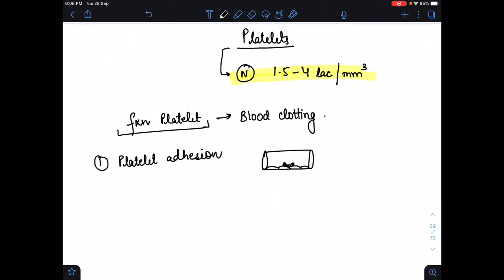Now how do the platelets get adherent to the endothelial surface? Platelet adhesion is with the help of GP1B, or GP9 factor, and the other one is the von Willebrand factor. So these two help the platelets to get adherent on the endothelial cells. So the first function of the platelet is platelet adhesion: the platelet gets adherent to the endothelial surface.